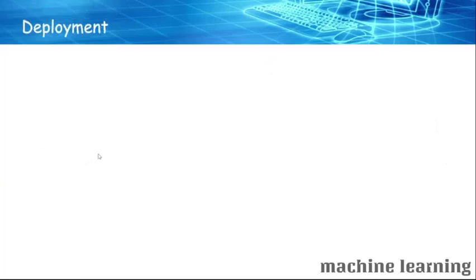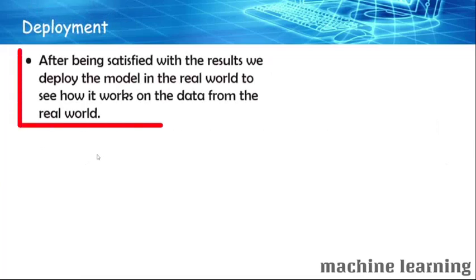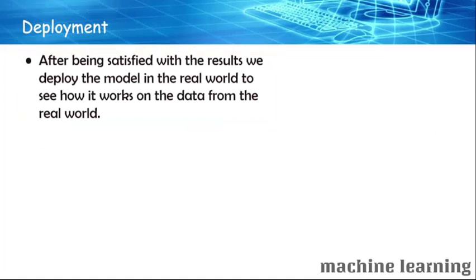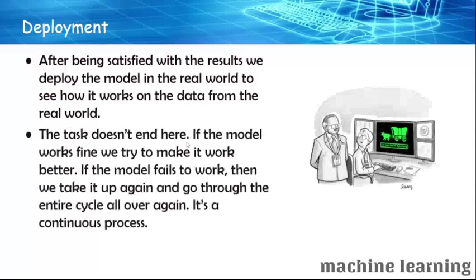The final step is deployment. After being satisfied with the result, we can deploy the model into the real world to see how it works on real-world data. This data can be spontaneous. It might not be like how we work on our projects. You might be getting real-time data, or you can get data in intervals and measure accuracy. It varies from application to application.